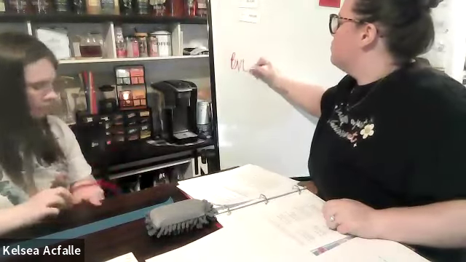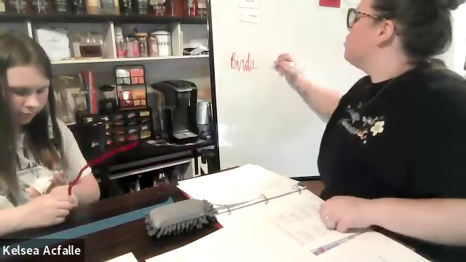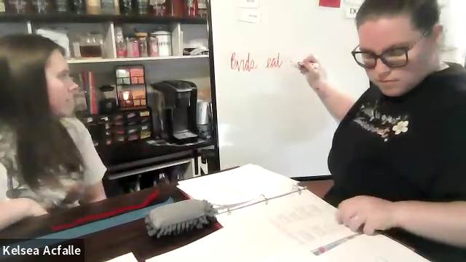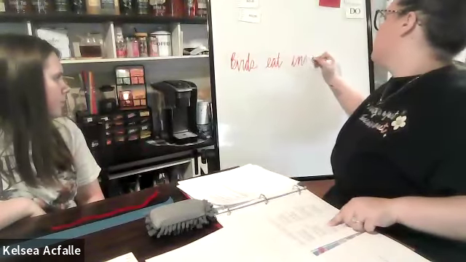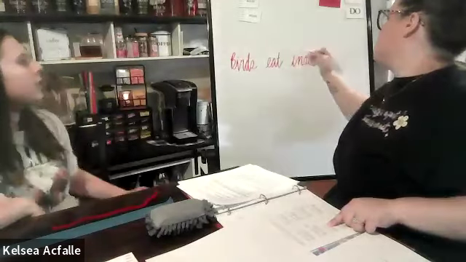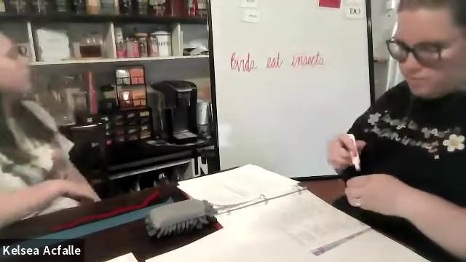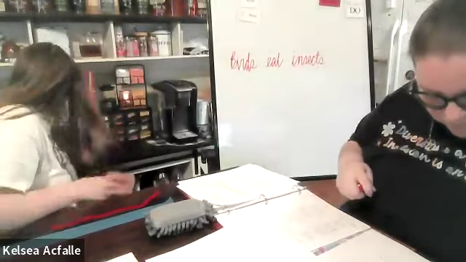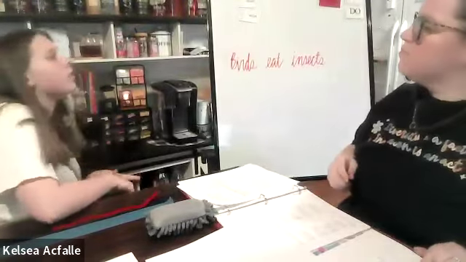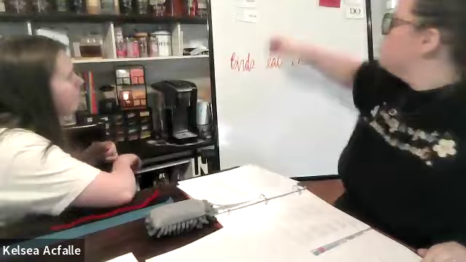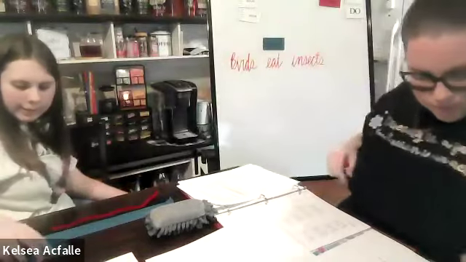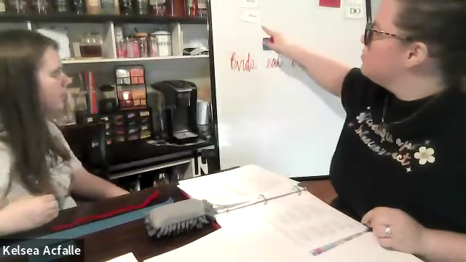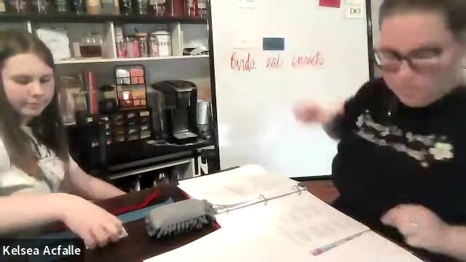B. Oh, sorry. Let me stop reading the letters. Birds eat insects. Birds eat insects. Good job. All right. What is the action of this sentence? Eat. Good job. Who eats? Birds, which is a noun.